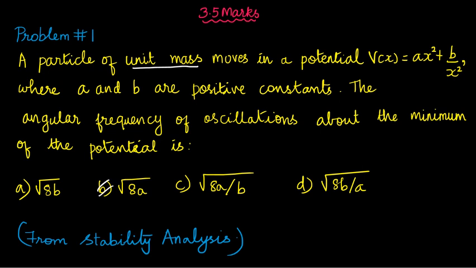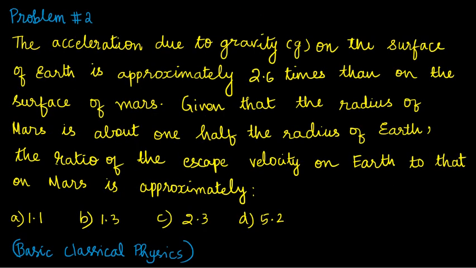Okay, so let us go to the second problem. Here the acceleration due to gravity, that is g, of the earth with respect to Mars is given, and similarly the radius of the earth and Mars is given. We have to find the ratio of the escape velocity on earth to that of Mars. This is from basic concepts of classical mechanics. So we are going to solve that.